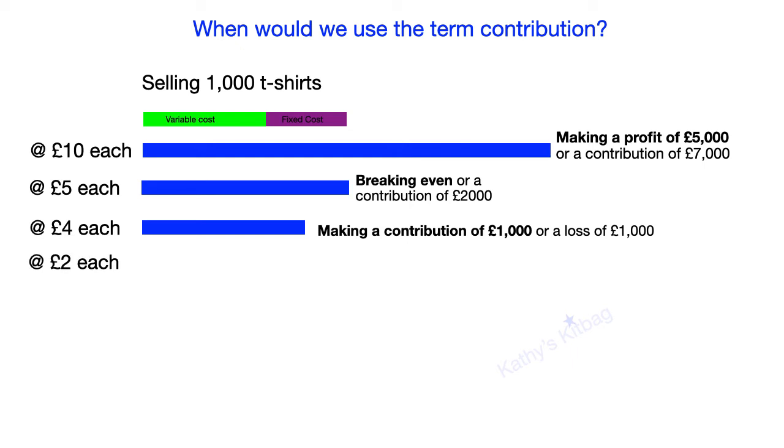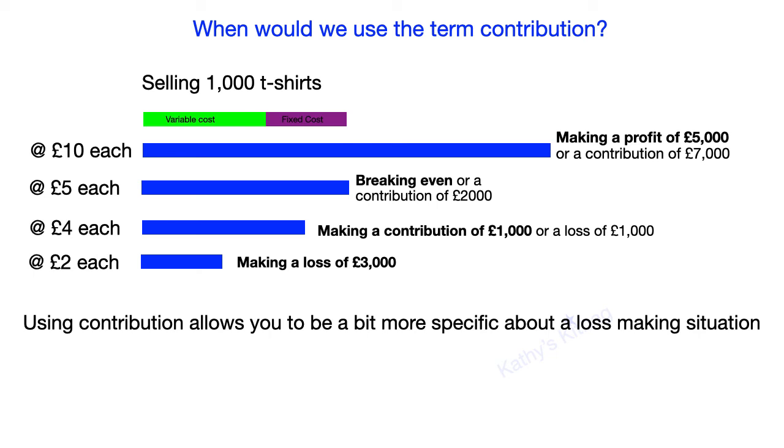And now we're going to assume that we're selling our t-shirts for £2 each, and I'm sure you can again guess what is going to happen. So we're getting our revenue coming in, but it's not actually enough to cover even our variable costs. And here you would straight away be talking about the business making a loss of £3,000. So using contribution can allow you to be a little bit more specific about this loss-making situation.